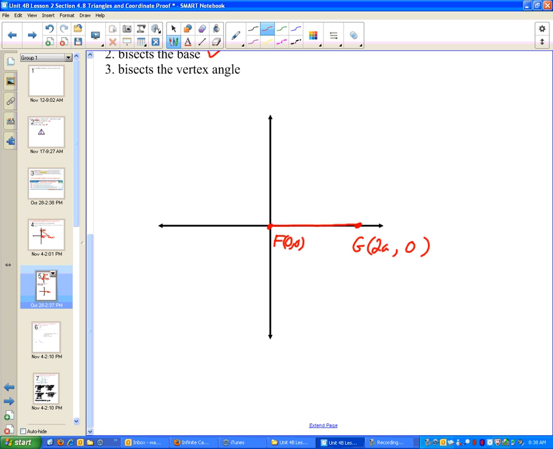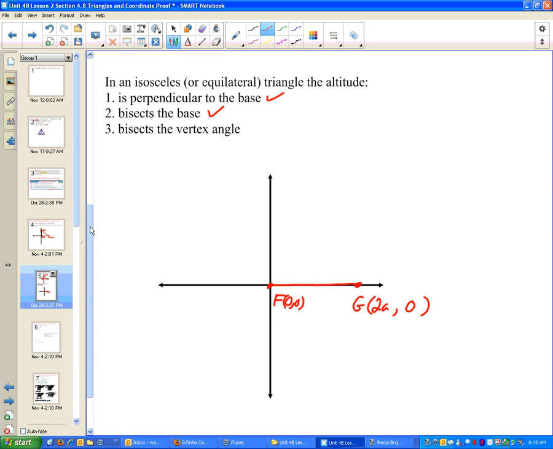Now, there's one place I have to put H. Before, I had to put it on the y-axis. I don't have to put it on the y-axis, but don't I have to make sure that all these conditions are met for an isosceles triangle? So, to make sure that the base gets bisected, what's halfway between 0, 0 and 2A, 0? A, 0, right? So I come here a distance of A, and then that perpendicular line coming up out of there, H has to go on that, doesn't it? So, put H.